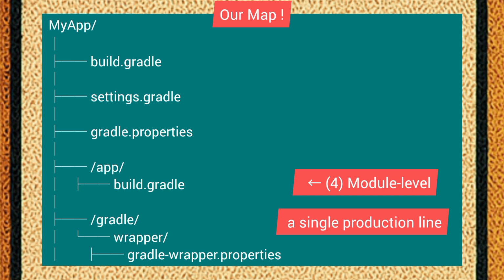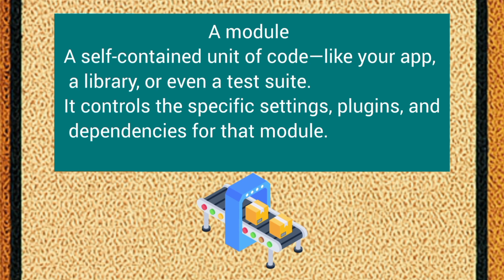Yes, a project can have more than one build path or unit. In Android Studio, we call each of these a module. A module is a self-contained unit of code, like your app, a library, or even a test suite. Each module has its own build file. It controls the specific settings, plugins, and dependencies for that module.